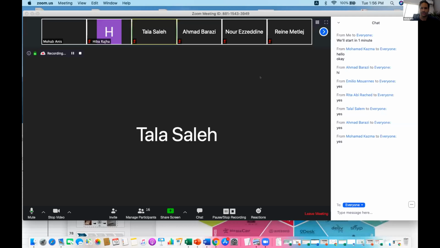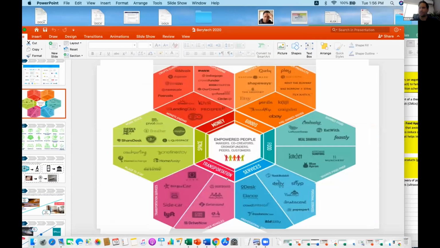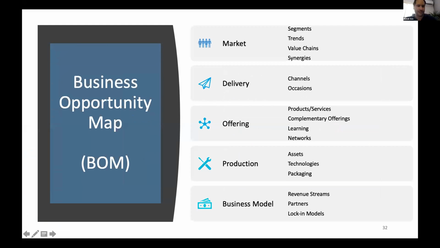Just to remind everyone, the main highlights of what we were discussing before the break: we concluded with something called the business opportunity map. The business opportunity map is basically a nice framework that you can use to explore the different elements that you need to take into account when you are developing your business plan. These elements are categorized according to market, offering, business model, delivery, or production. We did that before the break.